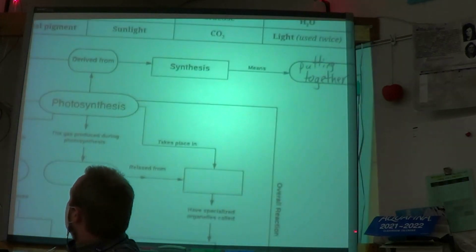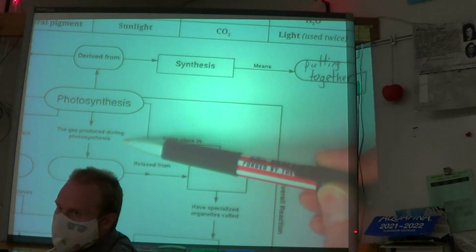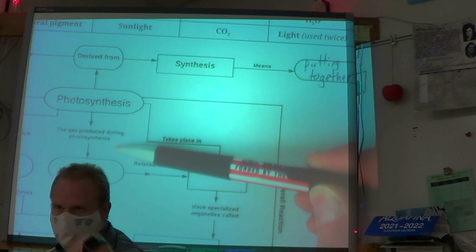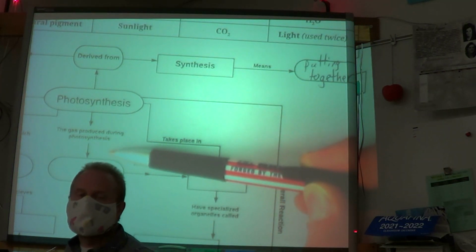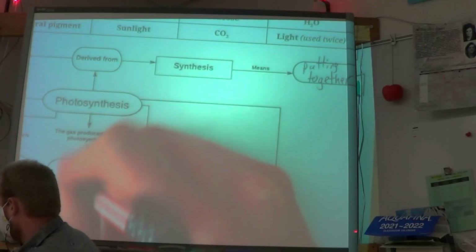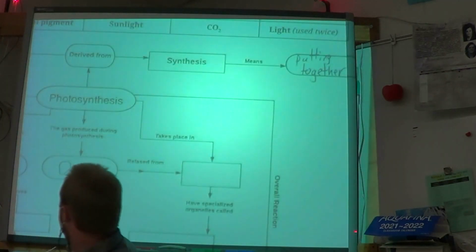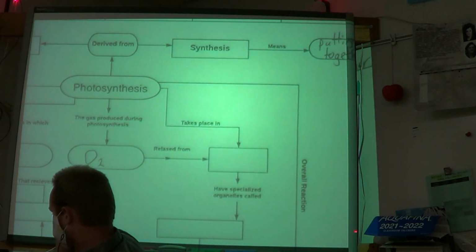Okay? Let's start right here. What is the gas produced during photosynthesis? What do plants produce? What is the gas, solid, liquid, gas, not gasoline, the gas that plants give off? O2, which is oxygen. And that's what we breathe. We need oxygen in order to survive.